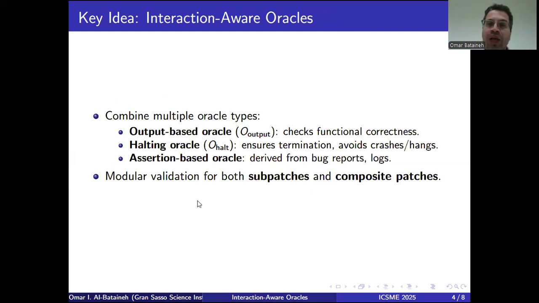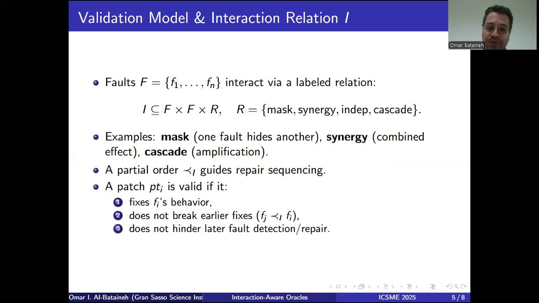In this work, to handle the problem of validating partial patches in multi-fault programs, we describe an oracle system that consists of three oracles. The first one is the traditional output-based oracle, which mainly checks functional correctness, and a halting oracle, which is very useful when we validate patches developed to address crash and hang behaviors in the program. And the assertion-based oracle, which is mainly derived from bug reports. We analyze the erroneous behavior of the fault in order to synthesize assertions related to these faults, and then we use these assertions as oracles or partial oracles to validate sub-patches.